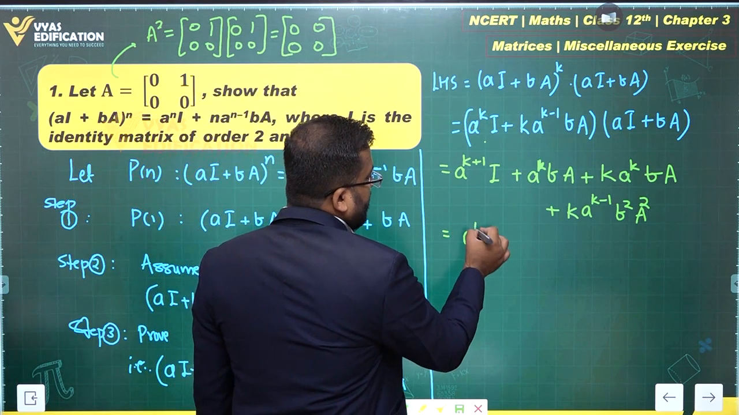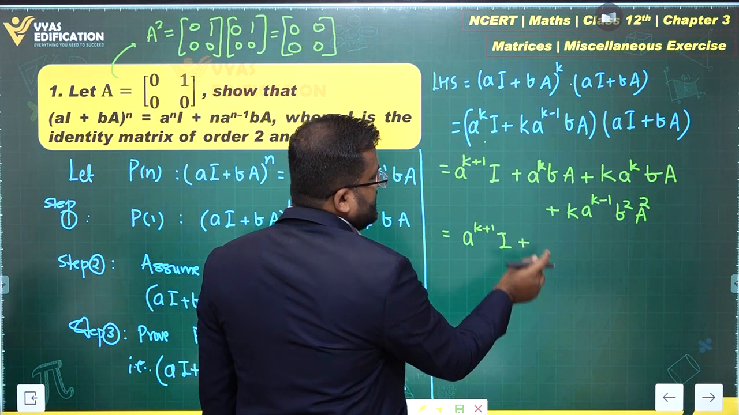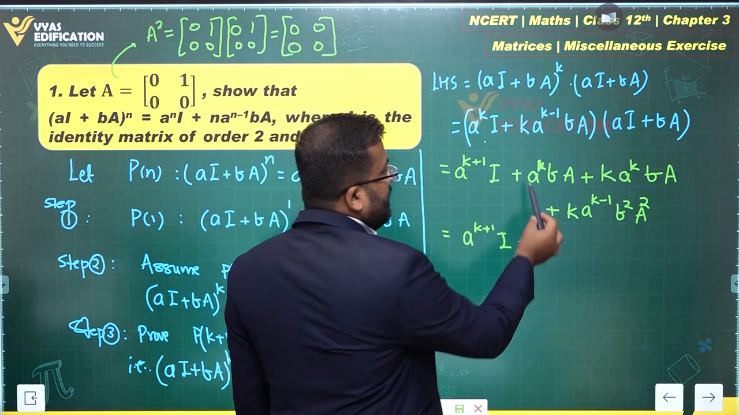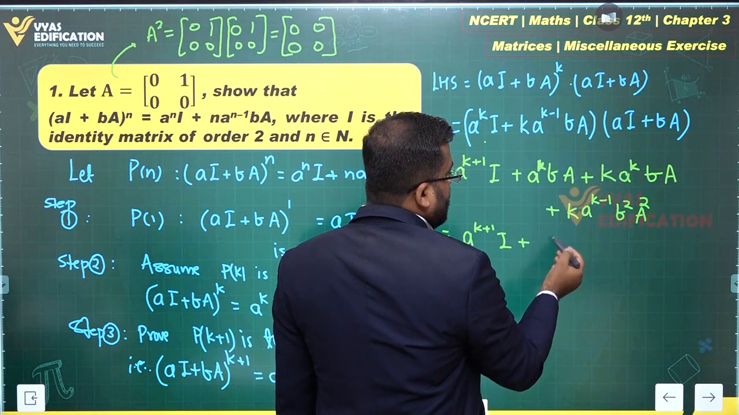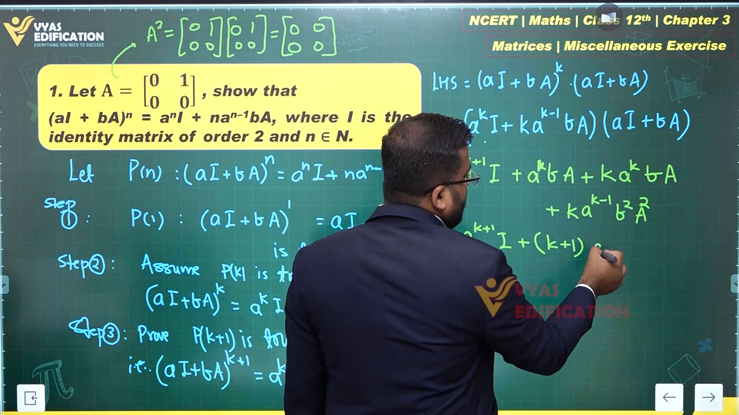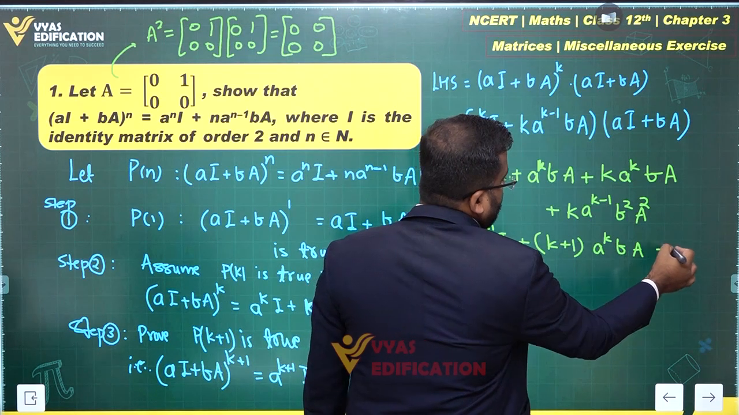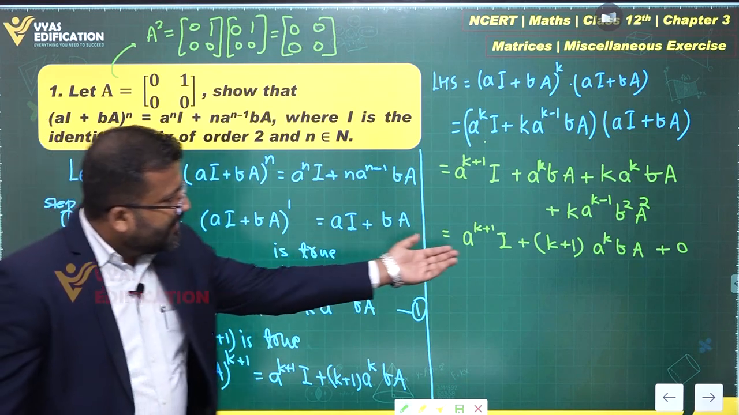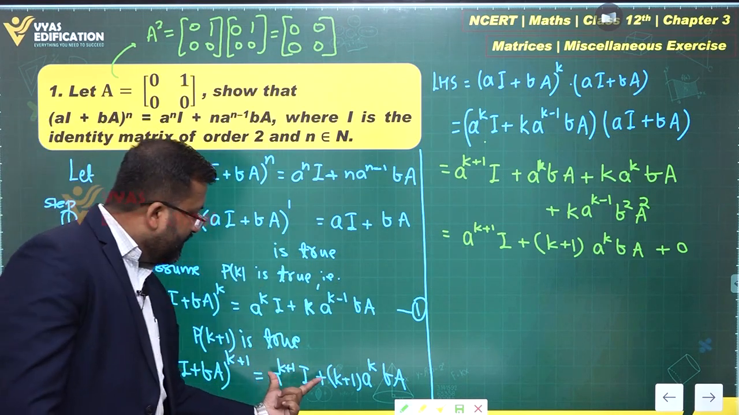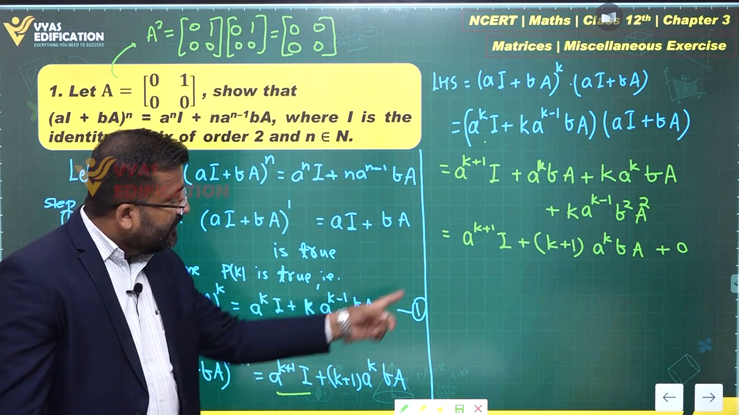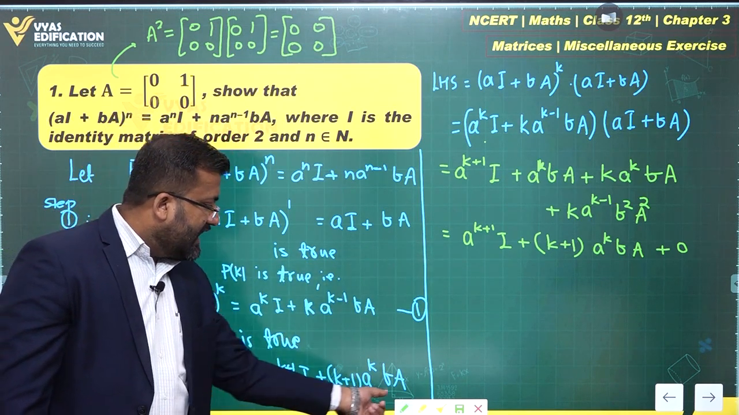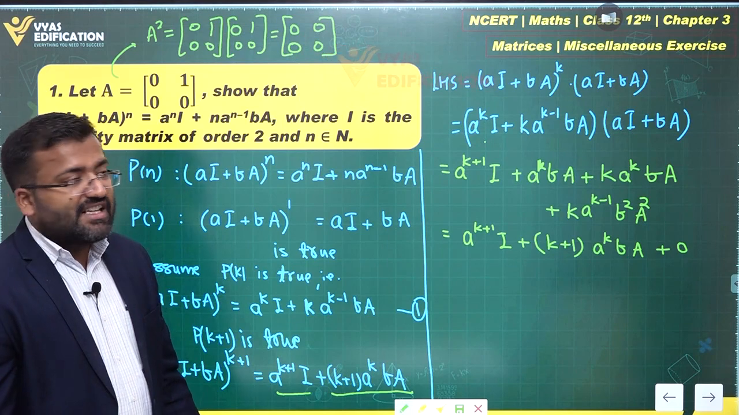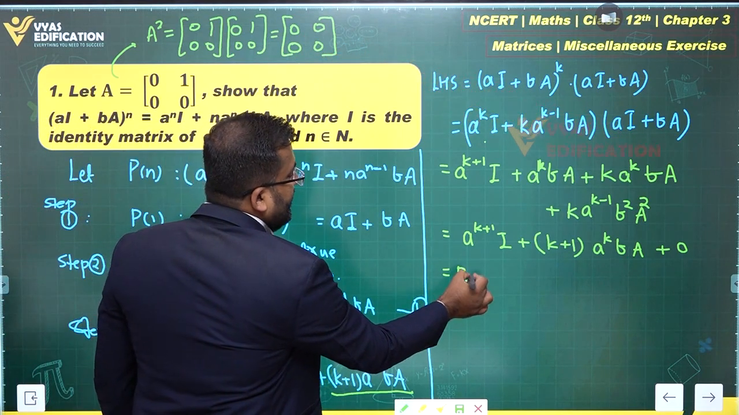What about the other terms? This will be equal to a^(k+1) times I, plus what else? Let's take out whatever we can common. What we have over here is a^k b times a, so we can take that out common, and we get (k+1) a^k b a plus the rest. This term would be simply 0. This is what I get. Observe this expression and compare this with the RHS. We have a^(k+1) times I, and (k+1) times a^k times b times a, the exact same thing over there. Yes, this is equal to RHS.